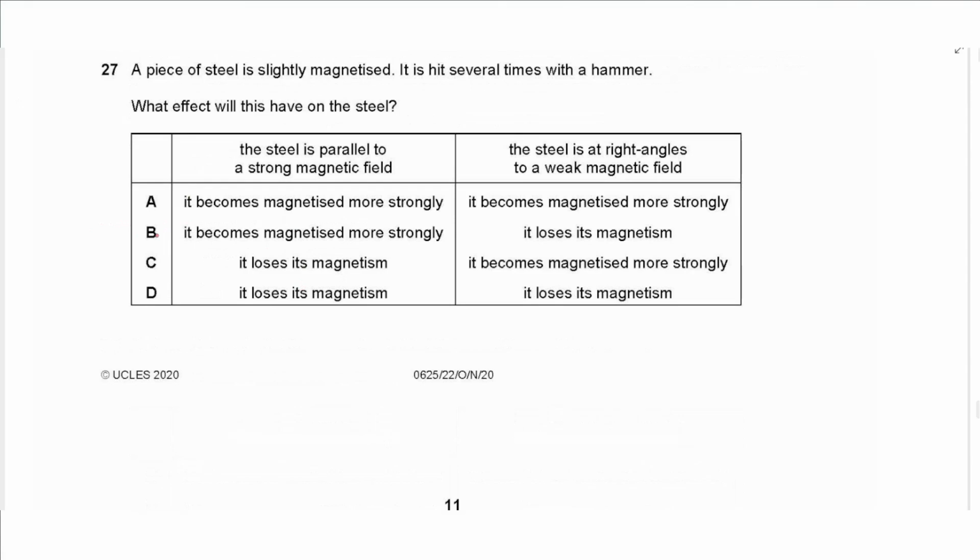Question 27 says a piece of steel is slightly magnetized. It is hit several times with a hammer. Which effect will this have on the steel? The steel is placed parallel to a strong magnetic field that actually magnetizes the piece of magnet more strongly. So it's either A or B. Placing it in a weak magnetic field, which means it has no effect, but hammering with no magnetic field causes demagnetizing. So it loses its magnetism. So the answer is B.